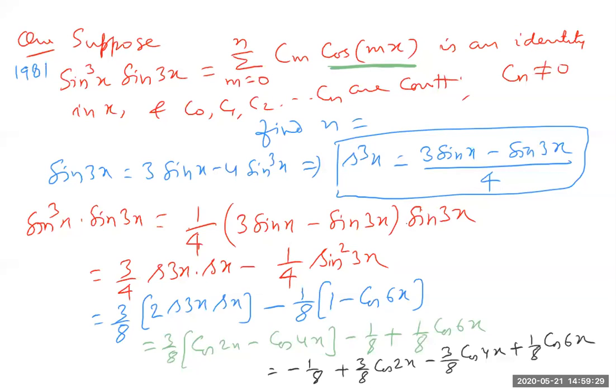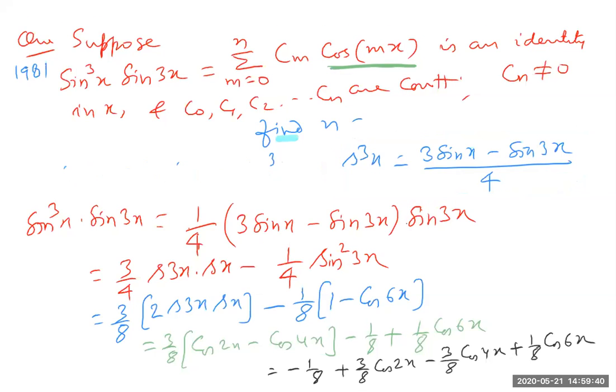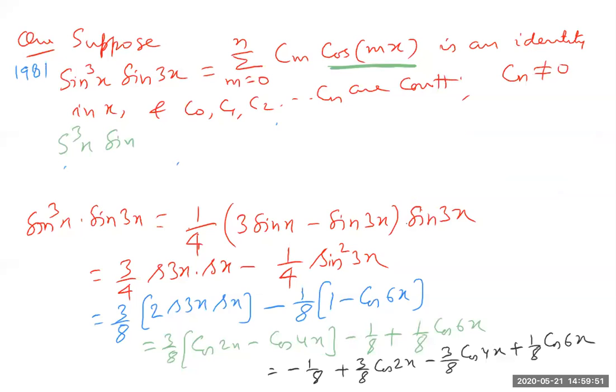See now, so many questions can be asked. This can be asked in matrix match also. First of all, you must understand the meaning of this question. This I'm again explaining. See this part. If I elaborate this, I can write it in another way: sin cube x sin 3x equal to, if m is equal to 0, c0 cos 0 will be 1, plus c1 cos x plus c2 cos 2x plus c3 cos 3x plus and so on.